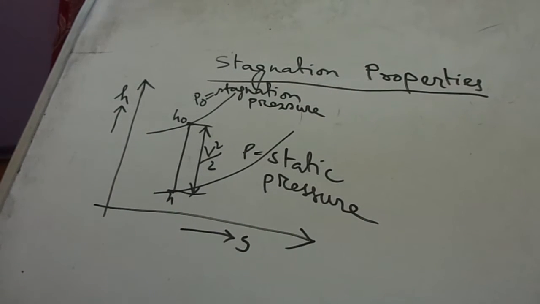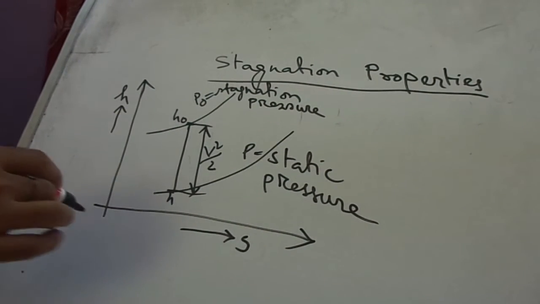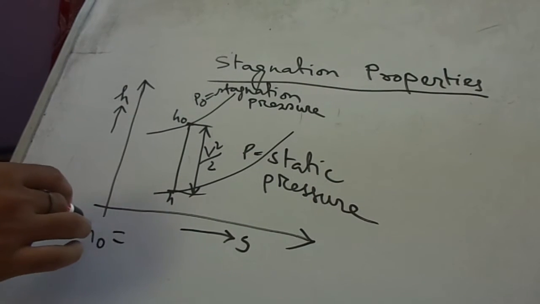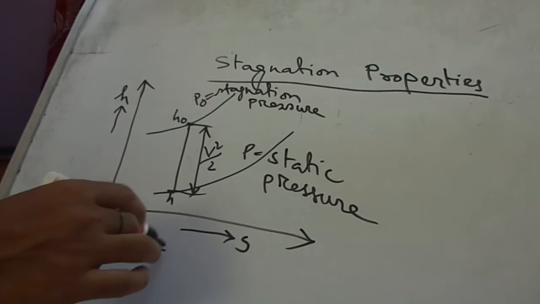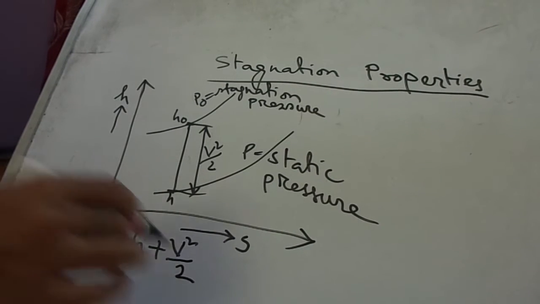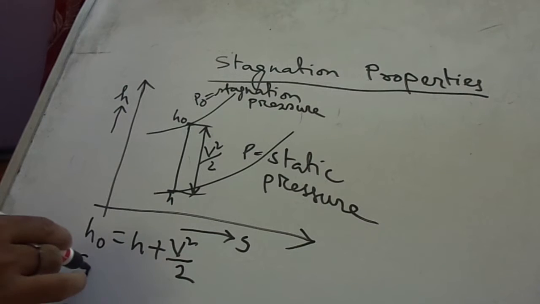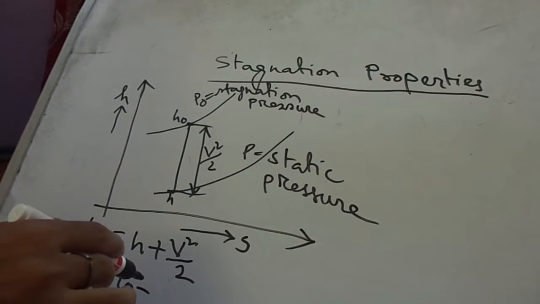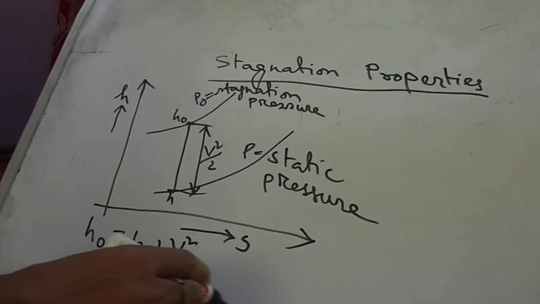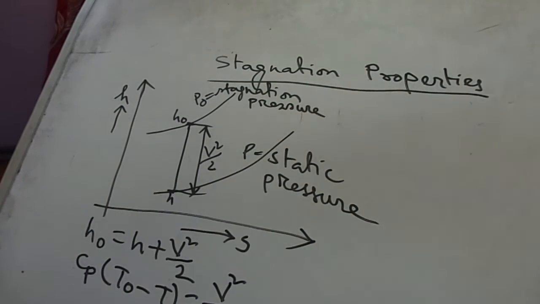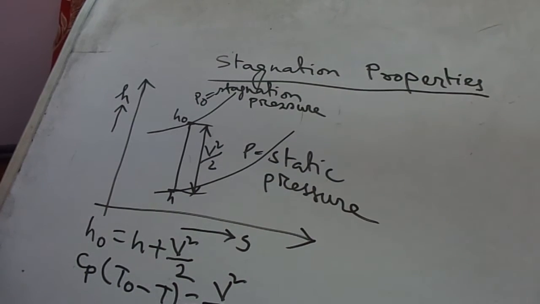Therefore the stagnation enthalpy H0 is related to the enthalpy and velocity of the moving fluid, given by H0 is equal to H plus V square by 2. For an ideal gas, Cp (T0 minus T) is equal to V square by 2.